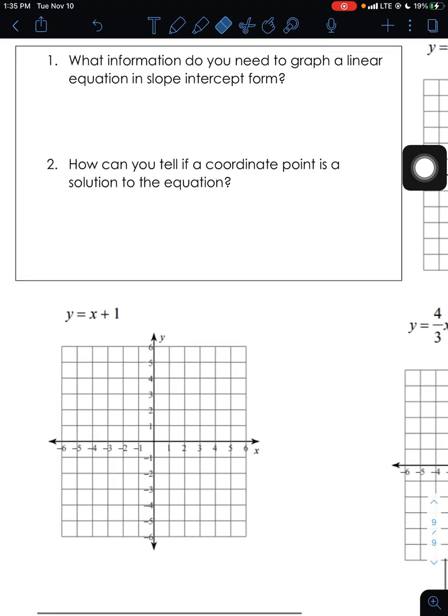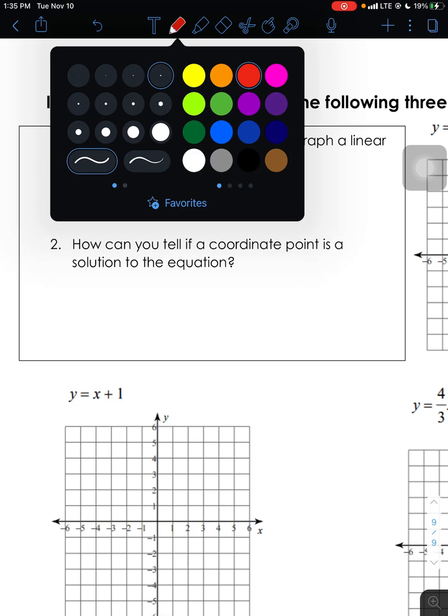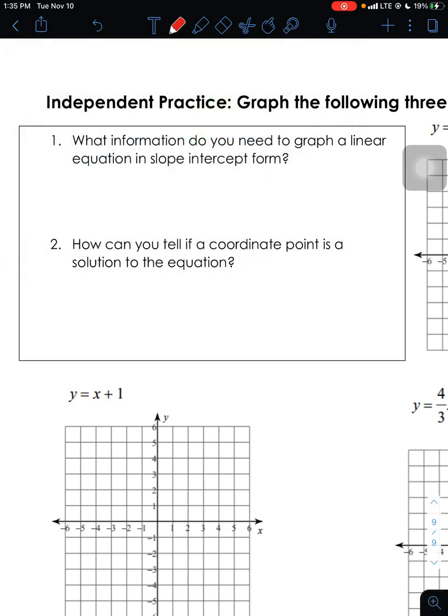Okay, so this is going to be another air puzzle review. I'm going to be working from the end of packet 2B on creating, graphing equations. So they're going to ask us some preliminary questions. They say, what information do you need to graph a linear equation in slope-intercept form? So let's try not to overthink this question.